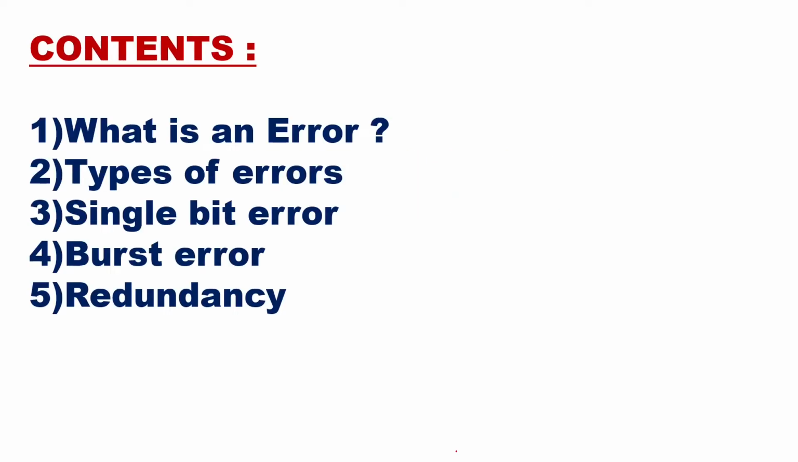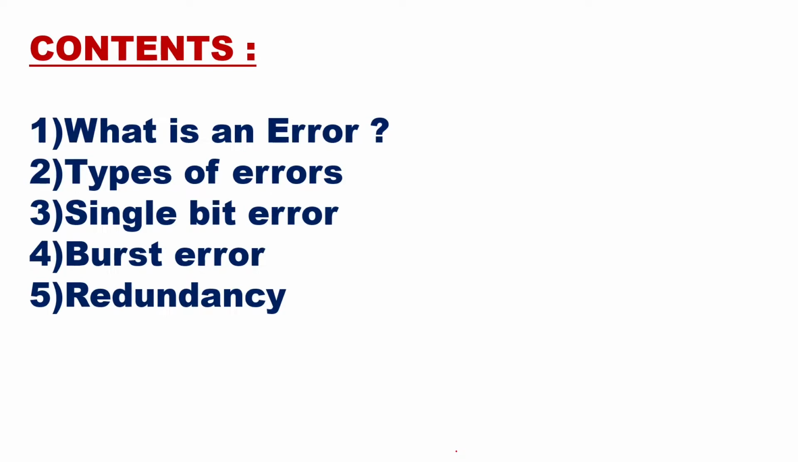The topic will be error, and in this we will see the definition of error, types of error, and then we will see what is redundancy. So if you see the contents, the first one is what is an error, the second one is types of error, and in that we will see what is single bit error, what is burst error, and then we will see what is redundancy. So first, starting with what is an error.